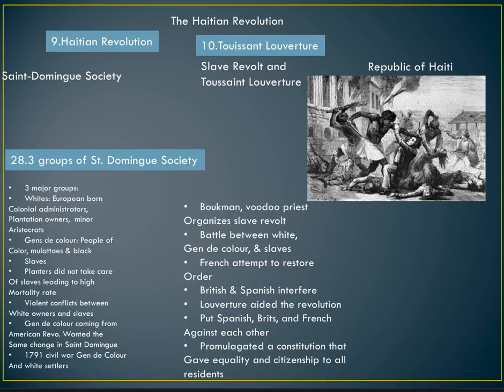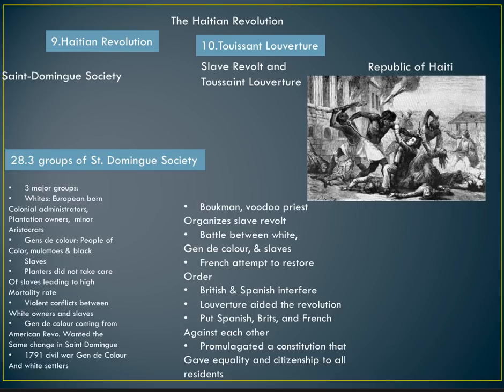A lot of the slaves were the ones that were helping the gens de couleur and fighting against the white settlers. Boukman, who was a voodoo priest, organizes this slave revolt, and it was a battle between the gens de couleur and the slaves. The French will attempt to restore order, but they've got their own stuff going on in their own country, so it becomes really difficult. The British and the Spanish will also try to interfere, but to no success.